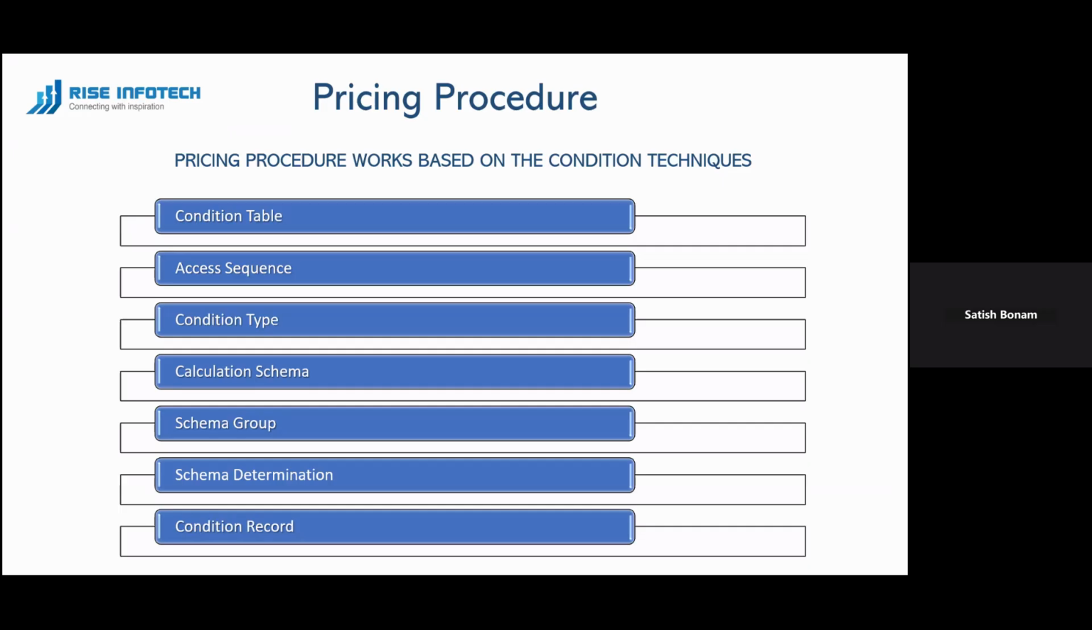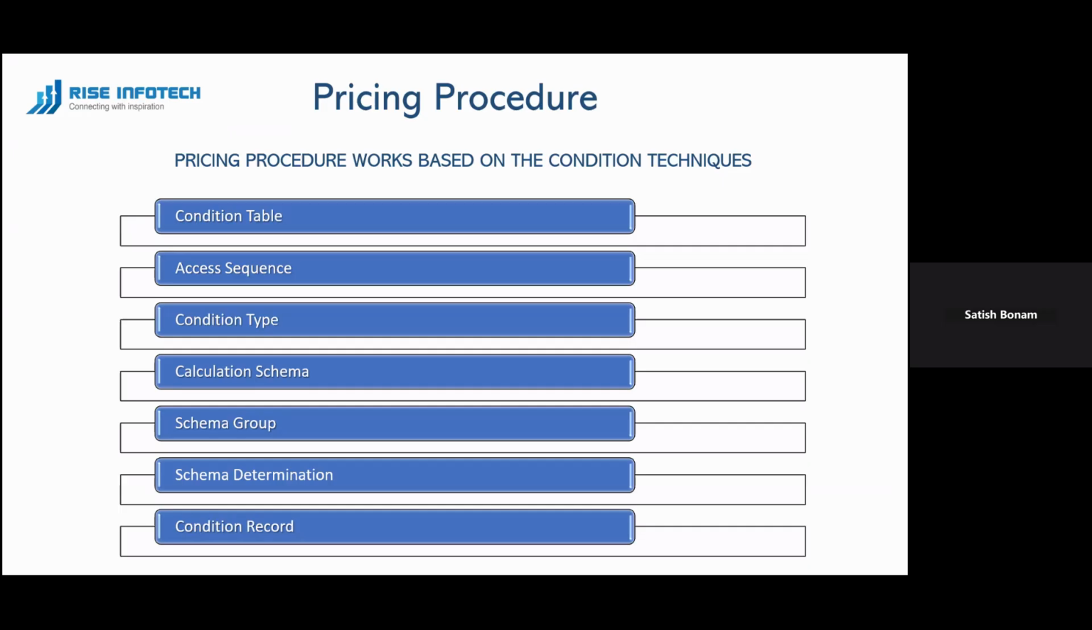And this one is a schema group. Schema group is assigned to vendor and purchase organization. With the help of schema group, vendor and purchase organization determine the pricing procedure. Only one schema group vendor can be assigned to a vendor master at a time. There is no provision to assign multiple schema groups vendor at a time in a vendor master.